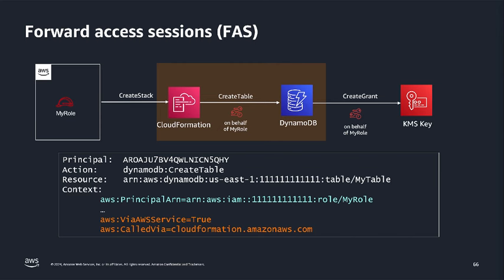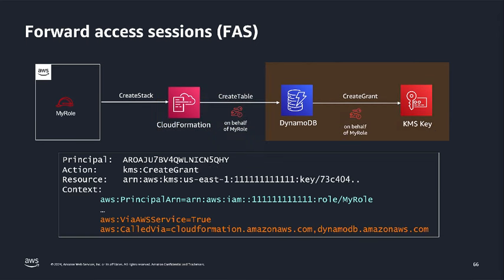It sets the via AWS service condition key value to true and attaches some additional context keys, including the called via context key, which indicates which service this request originated from on your behalf. And finally, DynamoDB makes a request to KMS to create a grant, and it also does so using FAS. You can see that the DynamoDB service gets appended to the value of the called via condition key, which is a multi-valued condition key, showing KMS that this request also passed through DynamoDB.